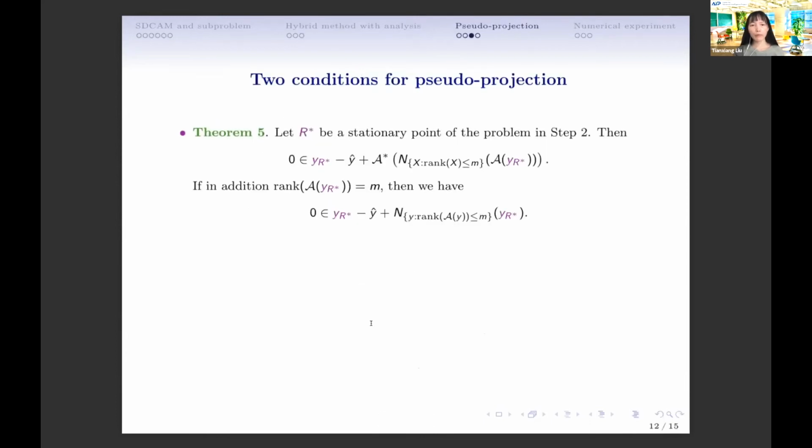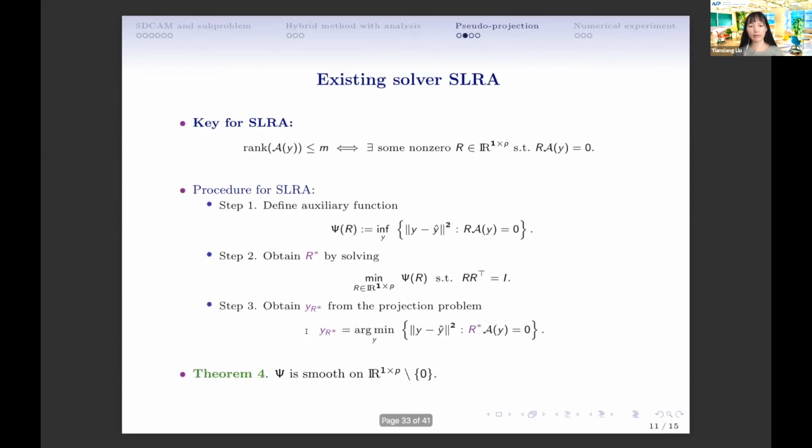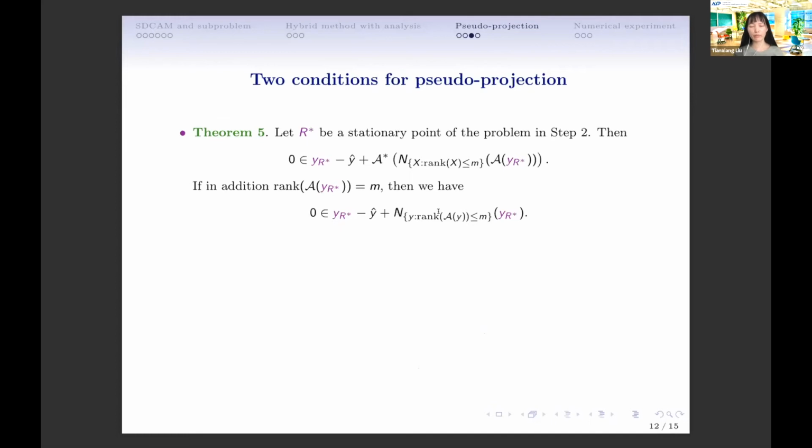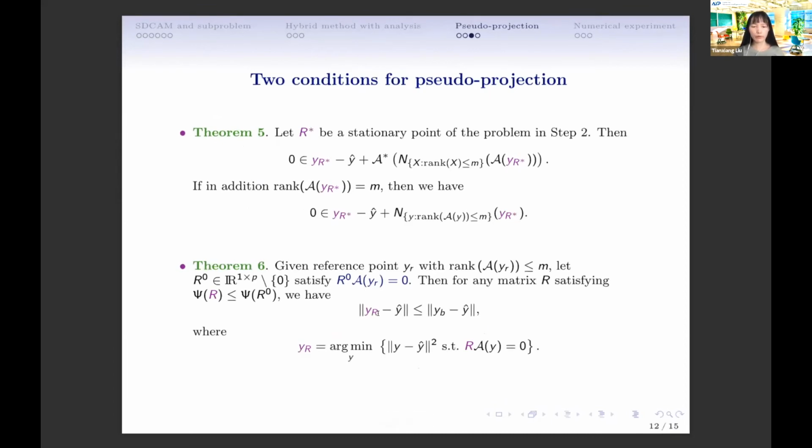And we need to show that by doing that we indeed obtain a solution which will be a point in our pseudo projection, right? So we need to check two conditions for pseudo projection. The first condition is that we need to show some stationarity. So this theorem tells us that under some conditions, the R star obtained this way will be a stationary point, which means that it satisfies the first condition of pseudo projection. And this other result shows that this point will satisfy the second condition of the pseudo projection, that is, the distance decreases relative to the reference point.